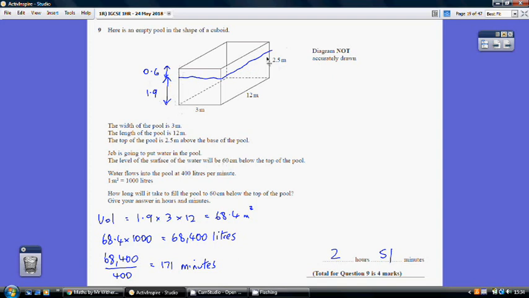So what is the volume of water in the pool in terms of metres cubed? Well, it's 3 times 12 times 1.9, which is 68.4 metres cubed. Now we're told that 1,000 litres is 1 metre cubed, so multiplying this by 1,000 tells us that the pool is going to need 68,400 litres to fill it to the level we want. Now it's filling at 400 litres per minute, so 68,400 divided by 400 is 171 minutes. 60 minutes in an hour, so that's 2 hours 51 minutes.